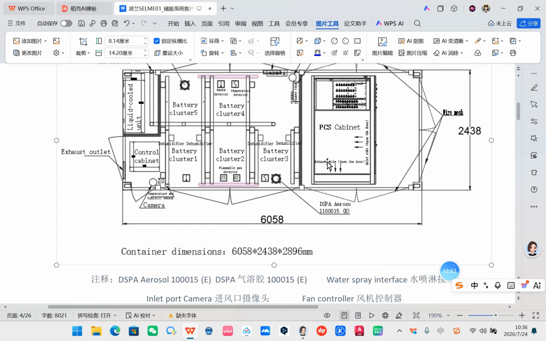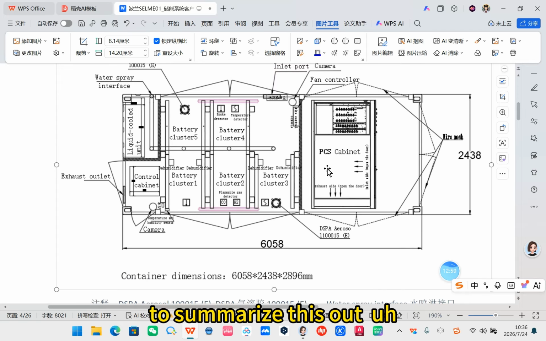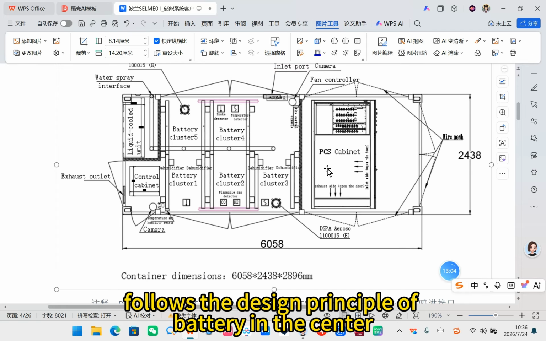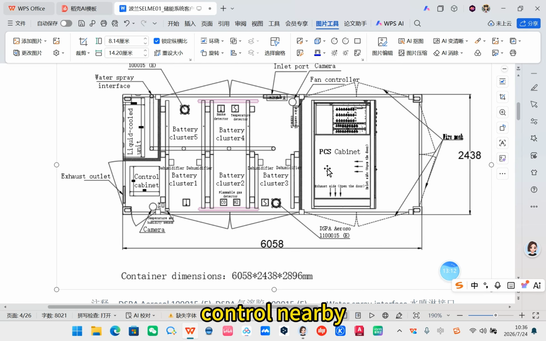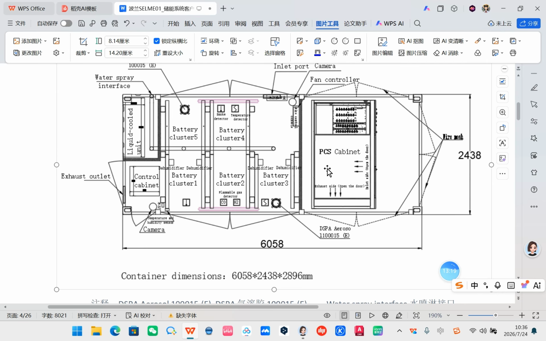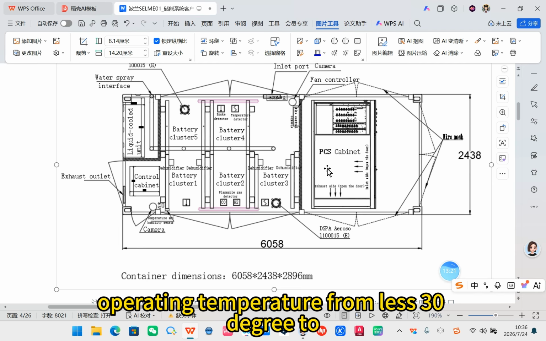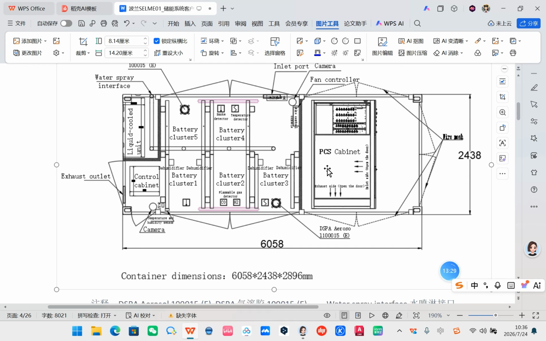The last part, closing design philosophy. To summarize, this layout follows the design principle of battery in the center, electrical equipment on both sides, control nearby, fire protection full coverage. The whole container has a protection rating of IP55, operating temperature from minus 30 degrees to 55 degrees, and supports both sea and land transport.